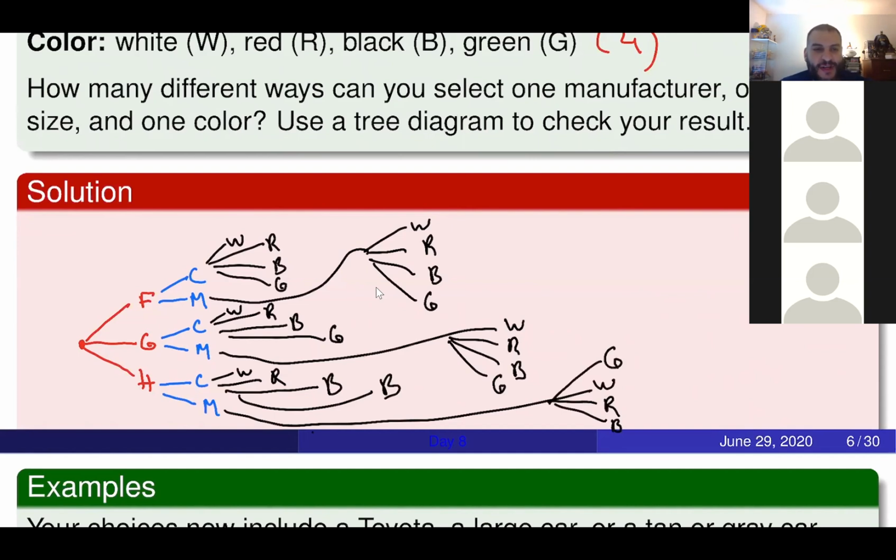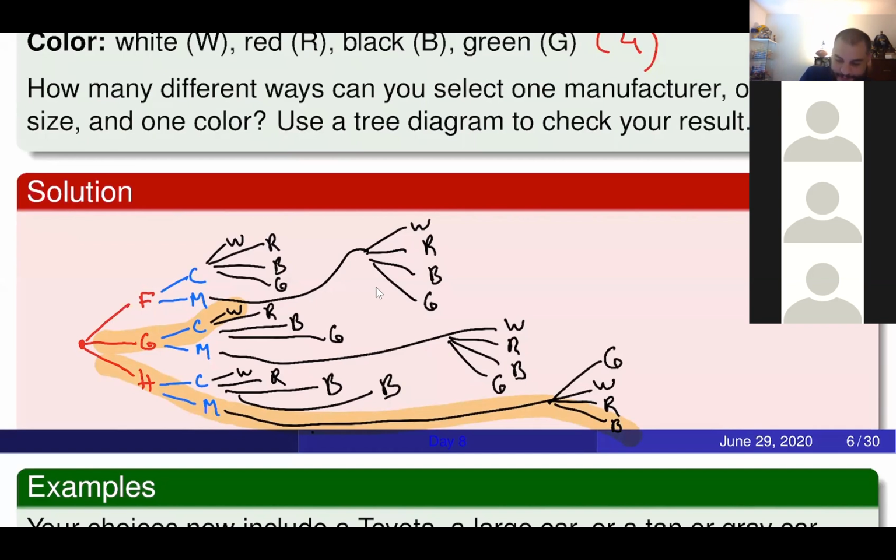So if you look at each one of these options, each one of these branches is pretty much telling us the outcome. If I look at this branch over here, that means I chose a GM car, it's compact, and it's white. Or if I wanted to, I could go this route. I could pick a Honda, it's mid-size, and it's black. So if you look at the end of the branches, each one of those represents one outcome.